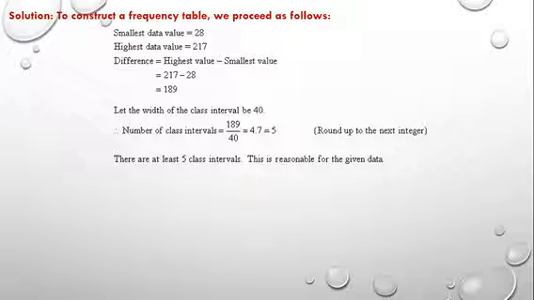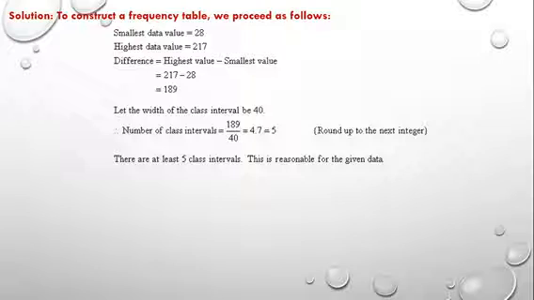Don't forget that your number of rows must be between 5 and 10. So, putting all that in mind, in this particular example, our highest data is 217 and our lowest data is 28. If you want to look at the range, that would be the highest value minus the smallest value, which is 217 minus 28, giving you 189.